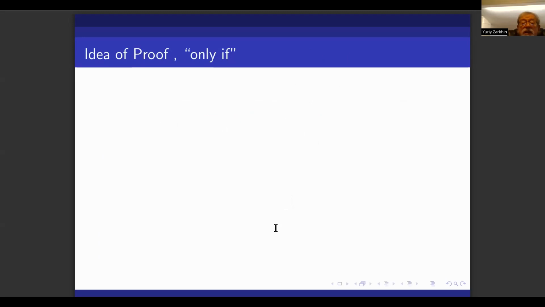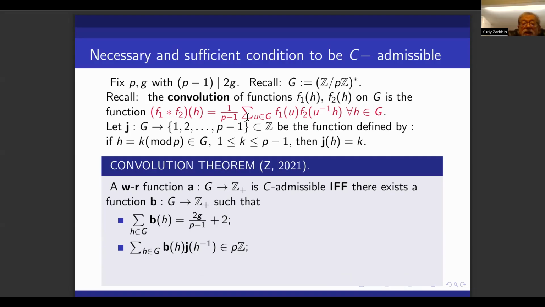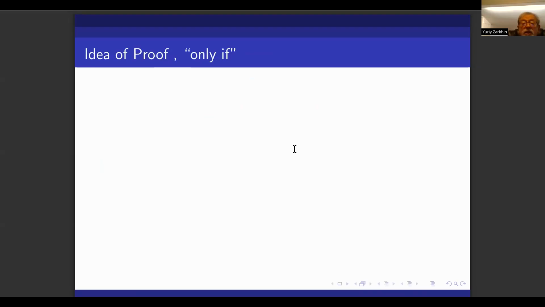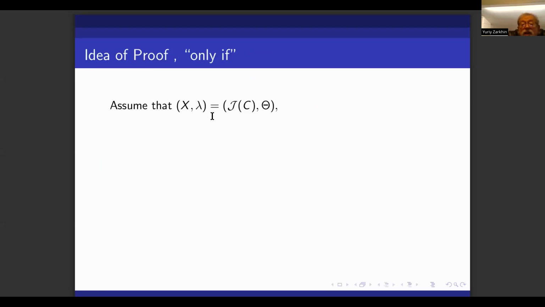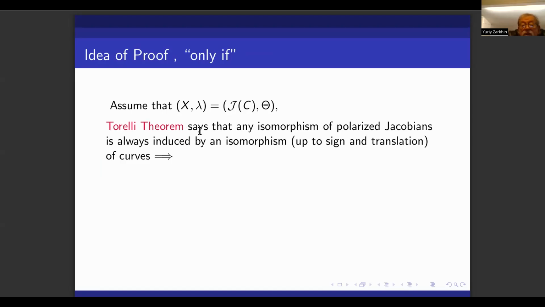Now let me sketch an idea of the proof. So only if: starting with a C-admissible function A, we could get such a B. Assume that our principally polarized X, lambda comes from the Jacobian J of C, theta. The Torelli theorem says that any isomorphism of polarized Jacobians is always induced by an isomorphism, up to sign and translation, of curves. So delta is induced by some delta tilde, which is an automorphism of our curve C.